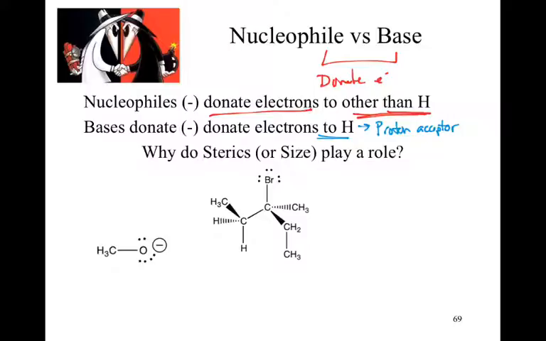Well, how is sterics going to play a role in this? If we take a look at hydroxide, it's relatively small, with a negative charge. There isn't a whole lot of junk back here, it's just a tiny little methyl group. So that hydroxide has the ability to either react with the hydrogen, or it could potentially react with the carbon in a substitution.